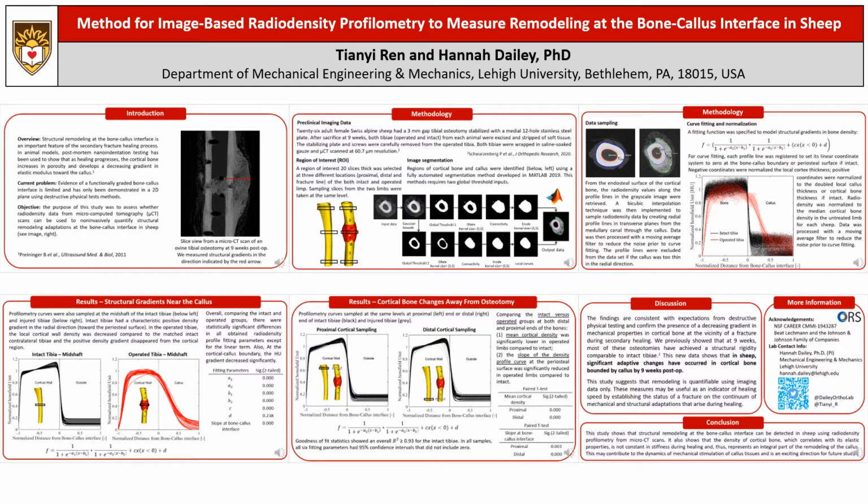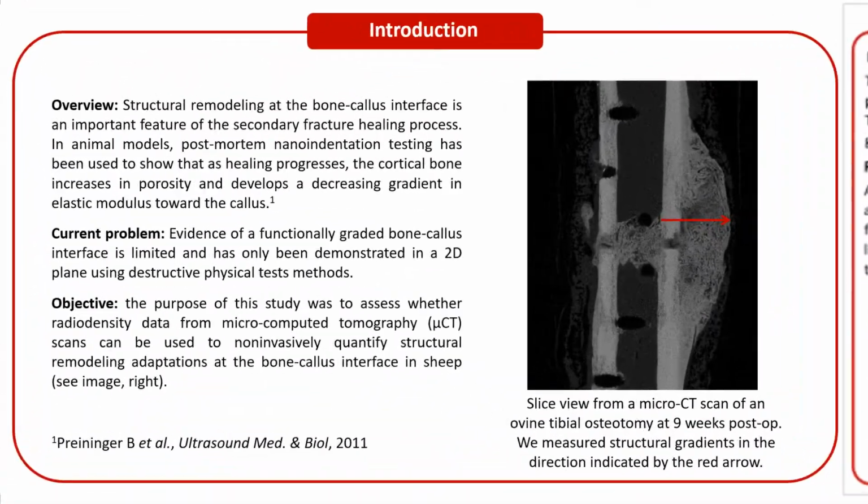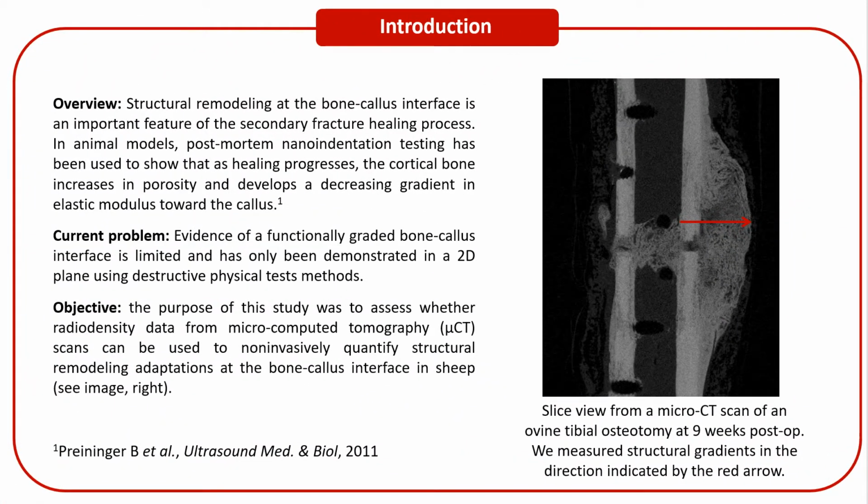Hello everyone. In this video, I'm going to discuss the work on a method for image-based radiodensity profilometry to measure remodeling at the bone-callus interface in sheep. Structure remodeling at the bone-callus interface is an important feature of the secondary fracture healing process.